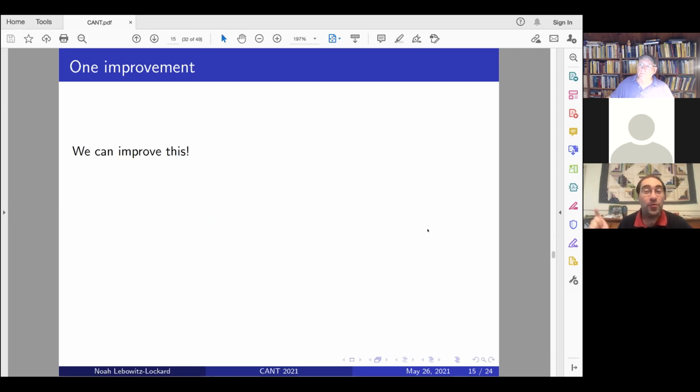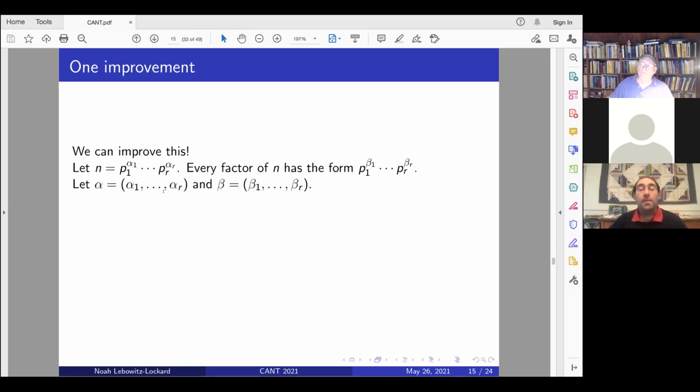But here's where it gets interesting, because we can do better. We don't just have to stop here. Why do I say that? Because n has this very specific factorization, which means that every factor of n also has a specific factorization. In particular, it has to consist of the primes p1 through pr. It can't have any other prime factors. So I can write any factor of n in the form p sub 1 to the beta 1, p sub 2 to the beta 2, all the way up to p sub r to the beta r, where beta is just some tuple of non-negative integers. We can also impose the additional condition that each of these beta i's is less than the corresponding alpha i, but this doesn't actually substantially improve the bound. I'm going to let beta just be this vector beta 1 through beta r.